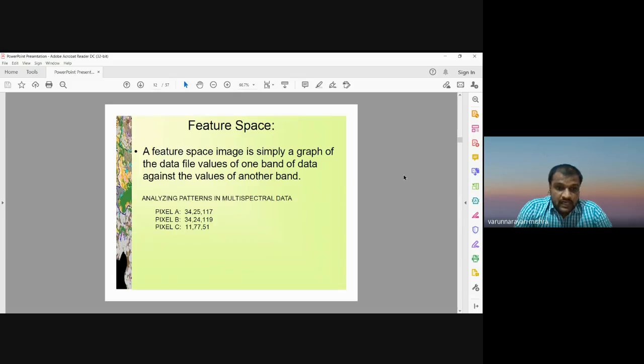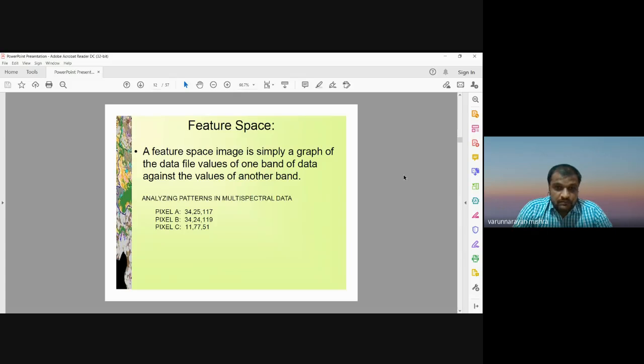Okay, so analyzing the pattern in the multispectral data, suppose we are talking about pixel A. Pixel A will be available for all the bands. So there will be 3 values of that pixel of a particular class, suppose 34, 25, 117. Then pixel B has 3 values as per the inclusion of 3 bands, that is 34, 24, 119. Pixel C is 11, 77, and 51. So this is the way we can define the feature space.